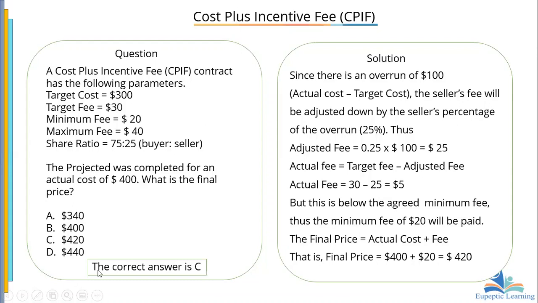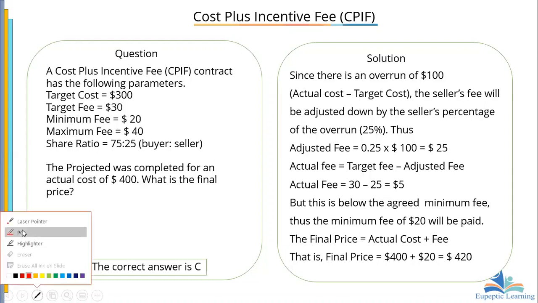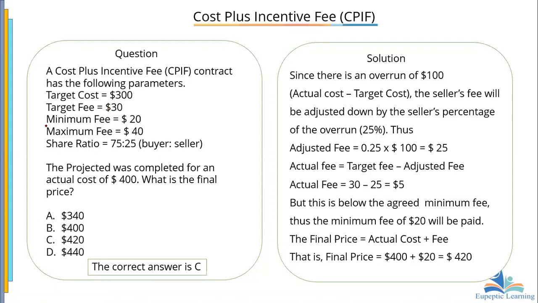But now, this part, you see, we are saying that there's going to be a minimum fee of $20. What is that minimum fee? We are targeting that we will give you $30, but we will not give you anything below $20. And we're also not going to give you anything above $40. So when we calculate the actual fee, and it is less than the minimum, then to be fair, we are not going to give the contractor this $5. We are going to give him the $20.